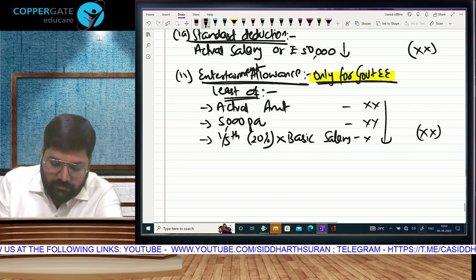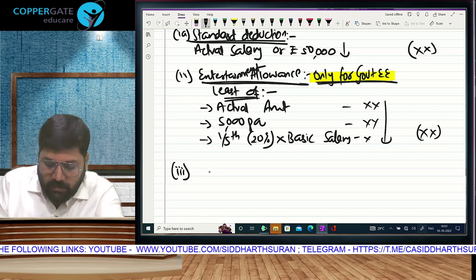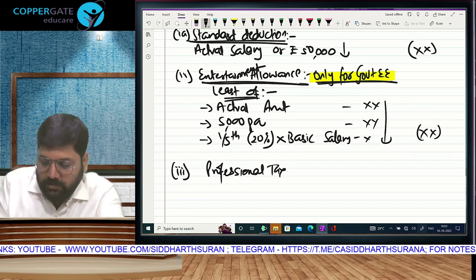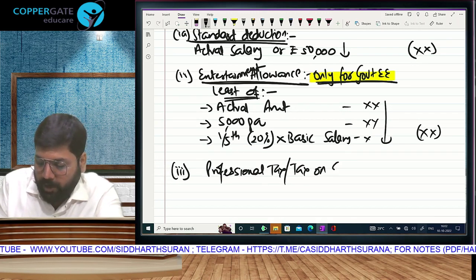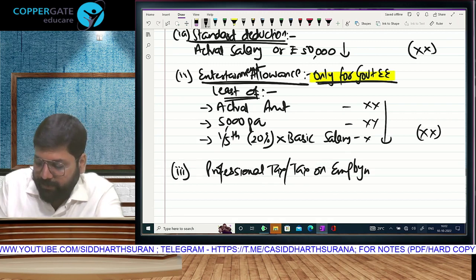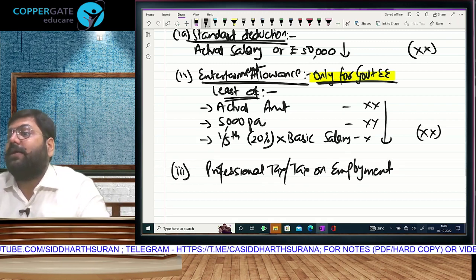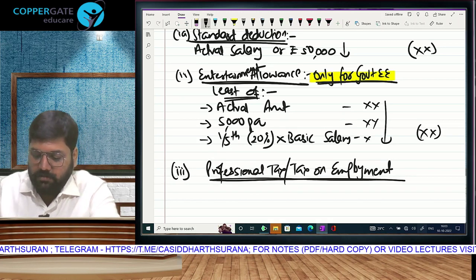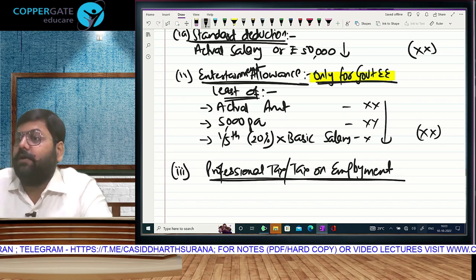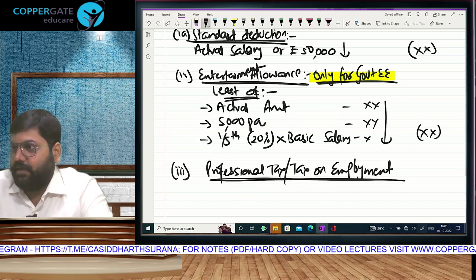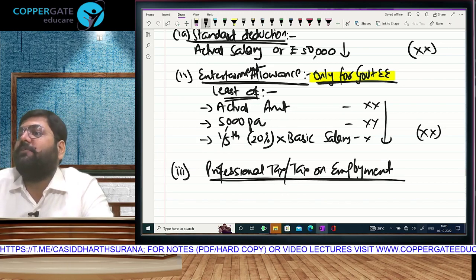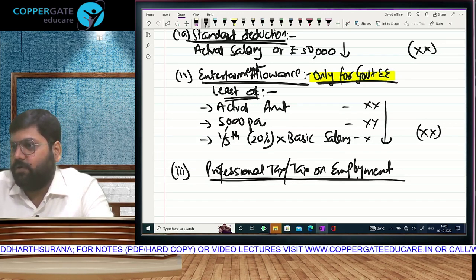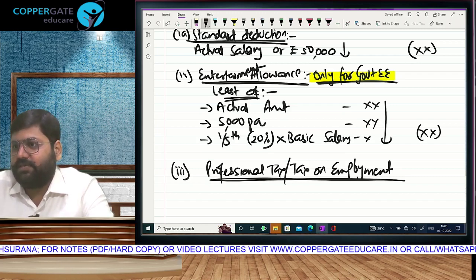And third, there is something called professional tax, also known as tax on employment. This is something that you have to pay to the state government where you are getting your job. Every month the state government takes 200 rupees. But last month, in March, it takes 300. Because for the full year they want 2500. If they took 200 every month, it becomes only 2400. So last month they take 100 rupees extra. They want 2500.